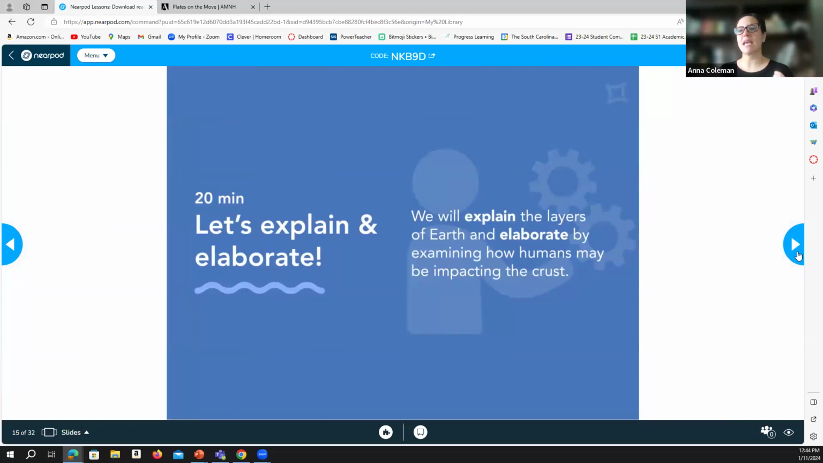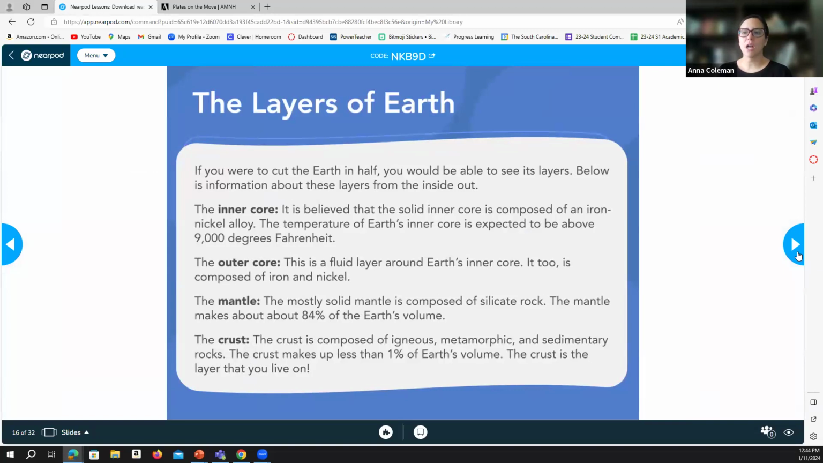So let's explain and elaborate. Let's talk about inside the layers of the Earth. If you were to cut the Earth straight down in half, you would be able to see its layers. Below is information about these layers from the inside out. So you have the inner core. It is believed that the solid inner core is composed of iron, nickel, and alloy. The temperature of the Earth's inner core is expected to be above 90,000 degrees Fahrenheit.